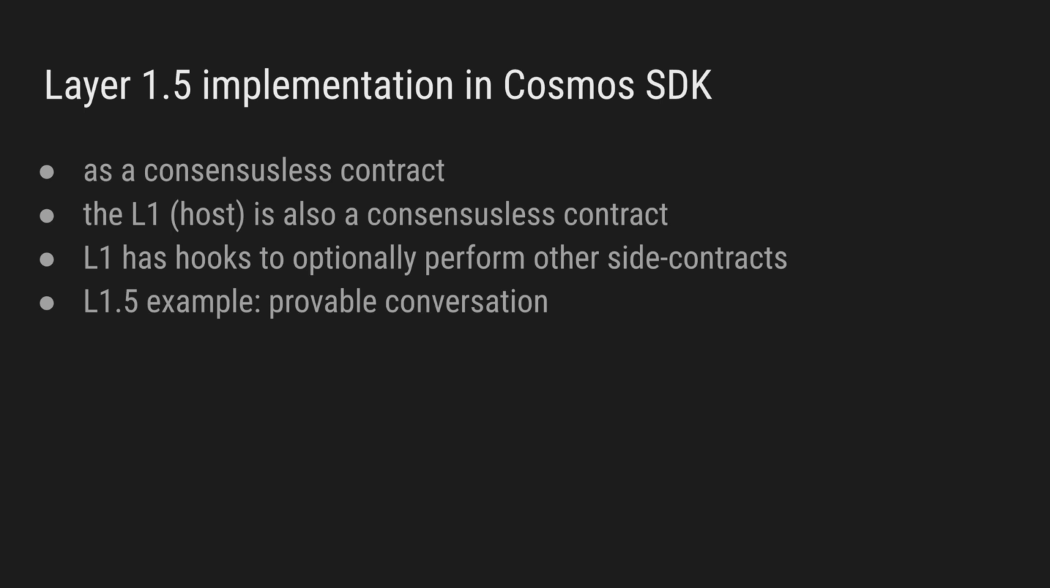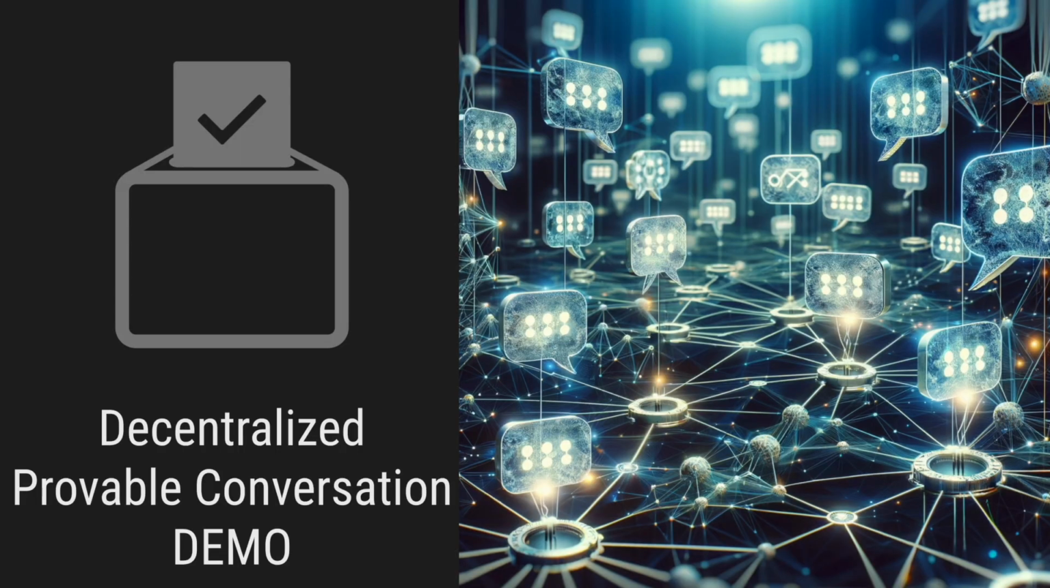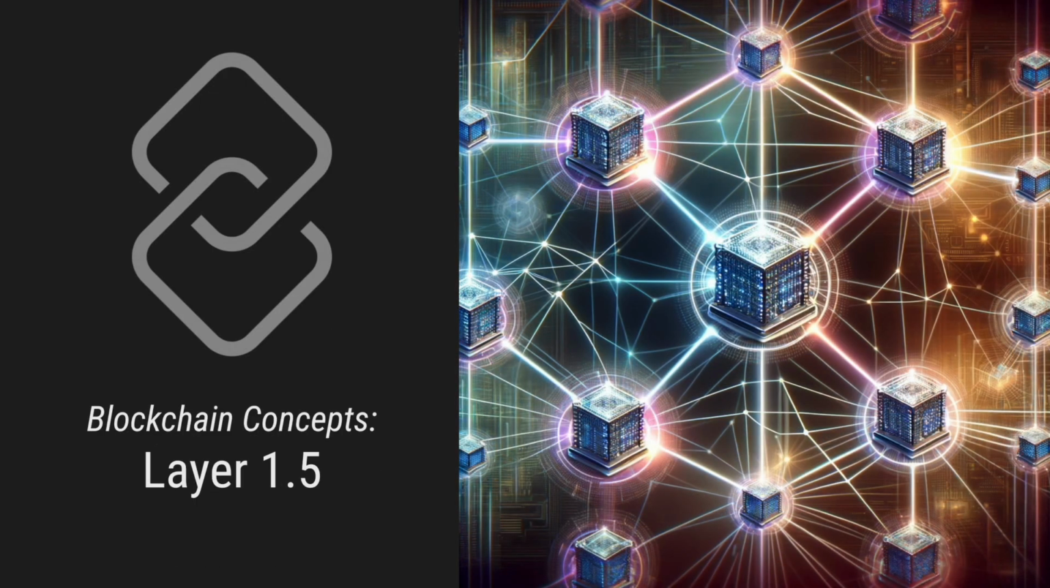So we brought our previous decentralized chat example to become a provable conversation where each message is included in a layer 1.5 blockchain with a signature from the author. And this way the integrity of context for the conversation is maintained and provable. In the next video, you will see a demo of a layer 1.5 provable conversation implementation. Today you have seen a theoretical definition of layer 1.5 and how it can be used in a modular blockchain to spawn side protocols.